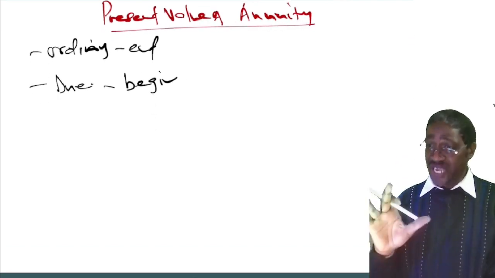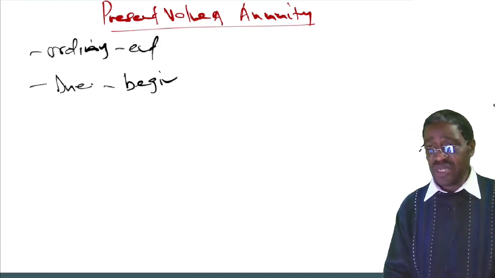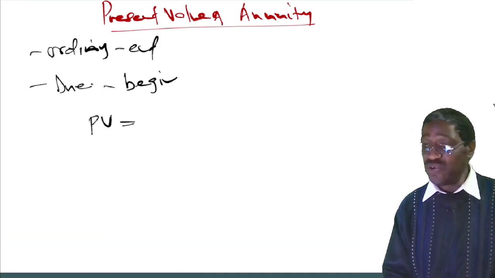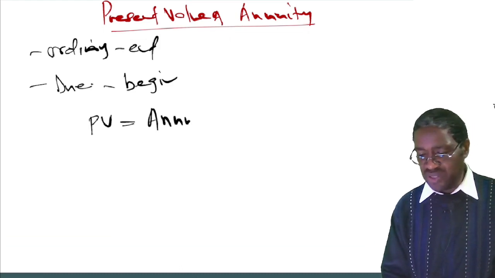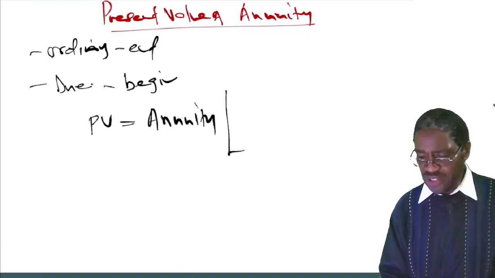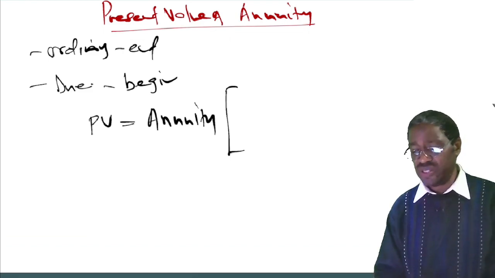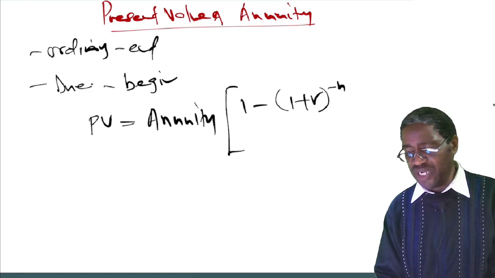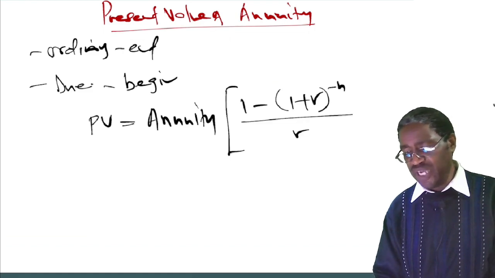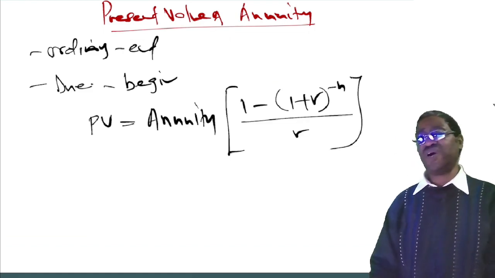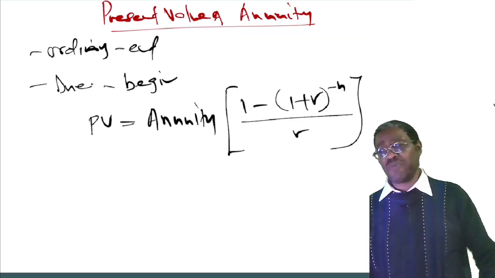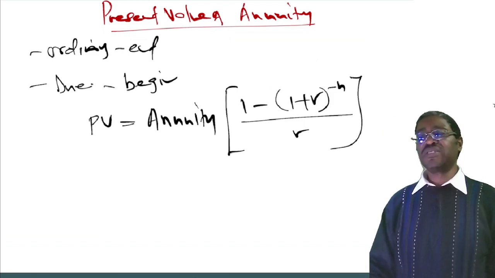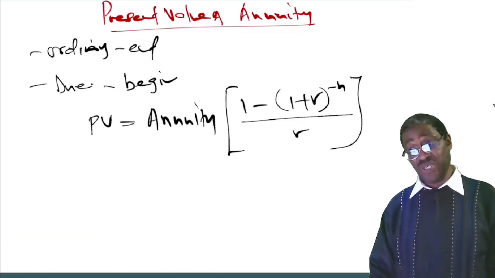Now, again, there is a formula for it. You want to get the present value of the annuity. So it will be the annuity into, now the formula changes. It will be 1 minus 1 plus r to the power of negative n, everything divided by r. That is the formula for getting the present value of an annuity.